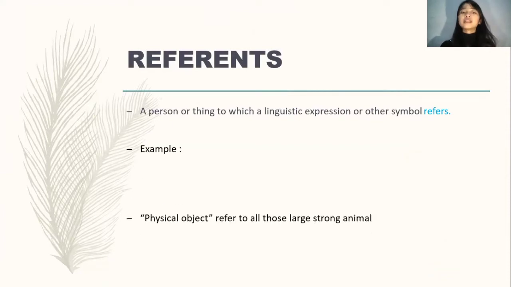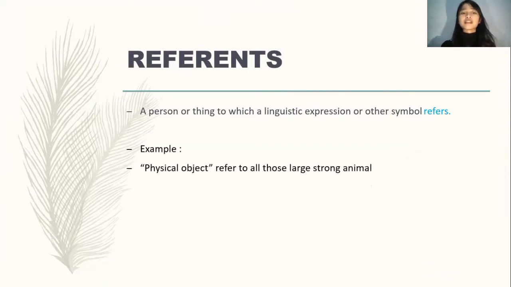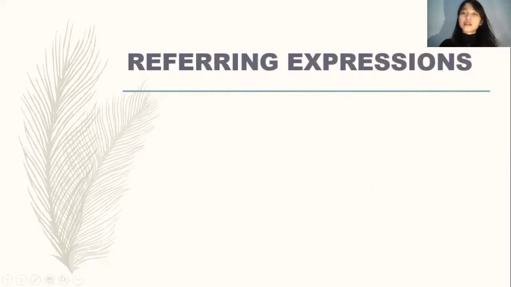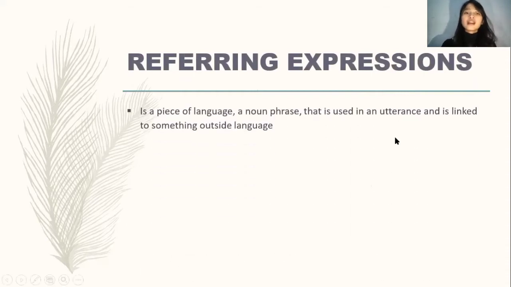An example of reference is a physical object. It refers to all those large, strong, and wild animals. So in the next slide, we will learn about referring expression. A referring expression is a piece of language, a noun phrase, that is used in an utterance and is linked to something outside the language.